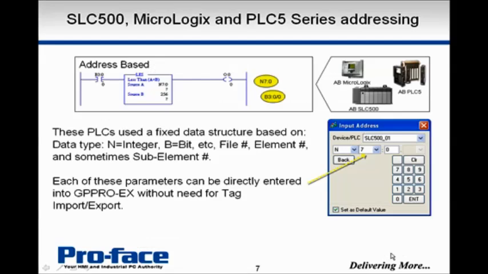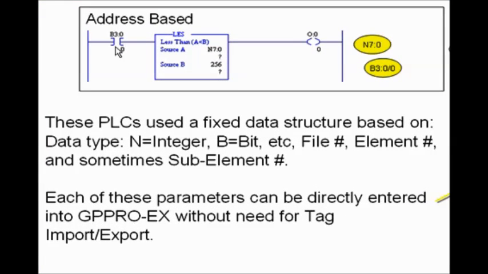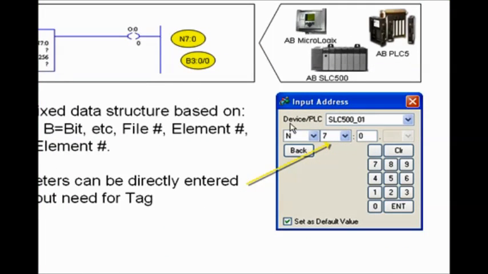So let's go back to the traditional addressing modes used on PLC5 through SLC 500 and Micrologix. This is typically how your ladder logic is going to look. There's a B30 here and N70. And what they are is a fixed data structure.